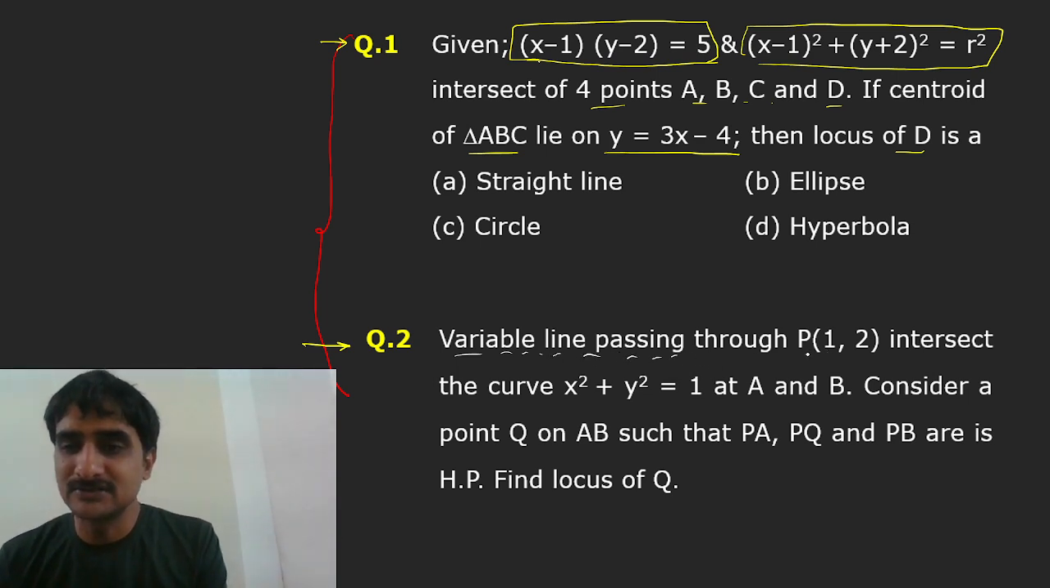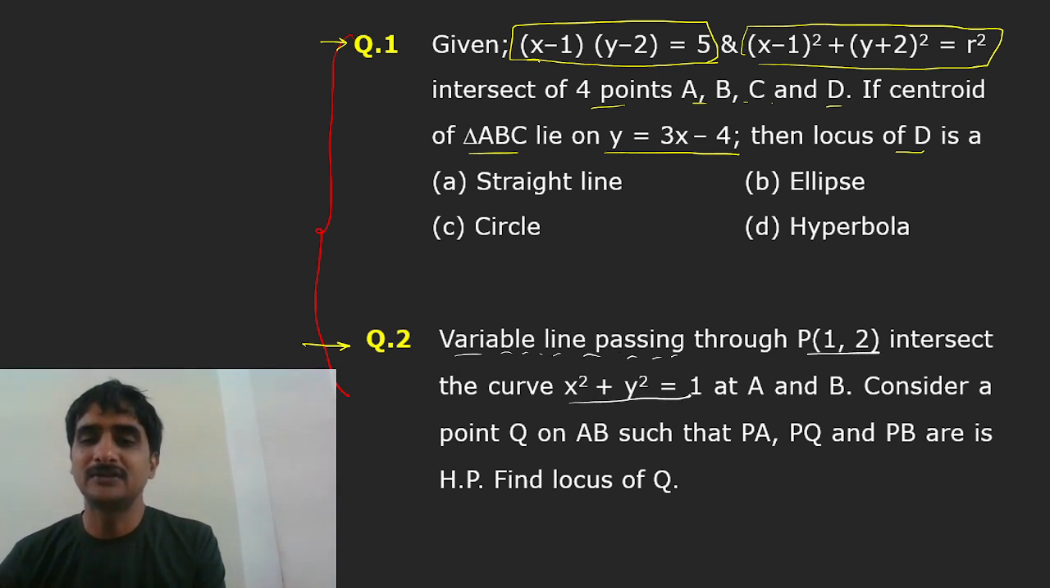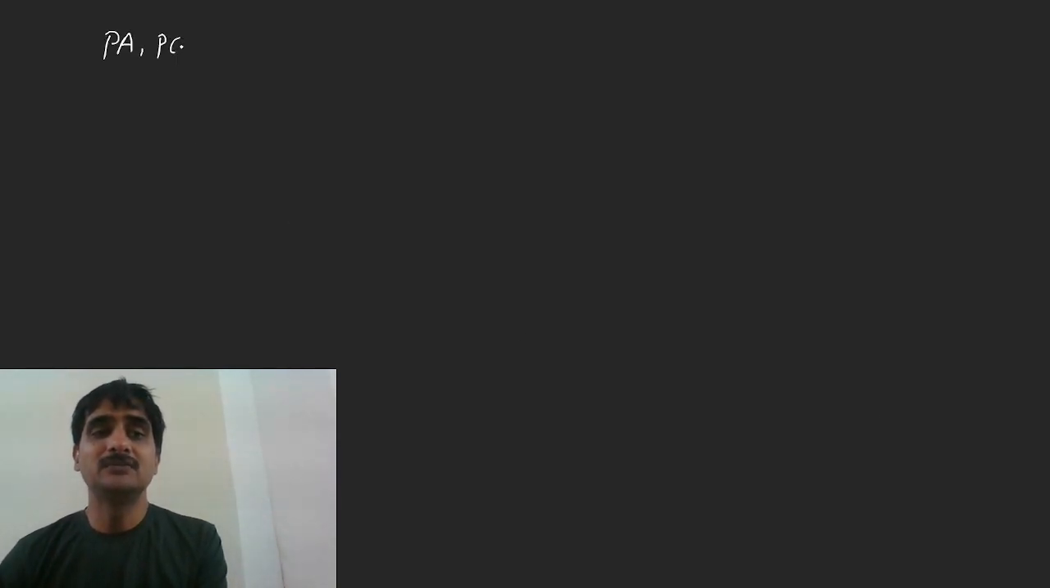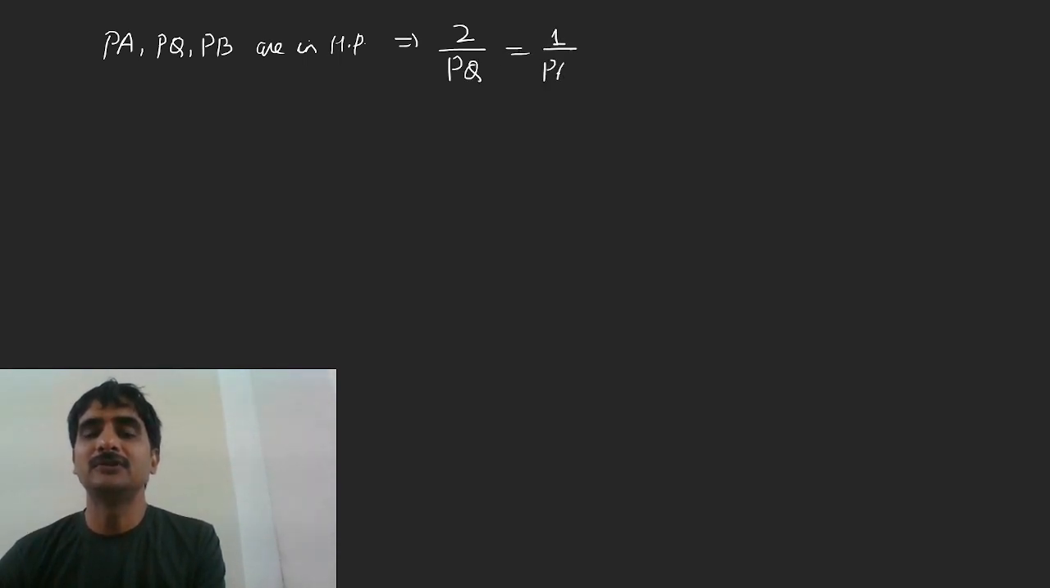So a variable line passing through point P (1, 2) intersects this circle at A and B. Consider point Q on AB such that PA, PQ, PB are in HP. Find the locus of Q. Now see, what are we given? PA, PQ, PB are in HP. What does that mean? That means 2 over PQ is equal to 1 upon PA plus 1 upon PB, because if three numbers are in HP, their reciprocals are in AP.